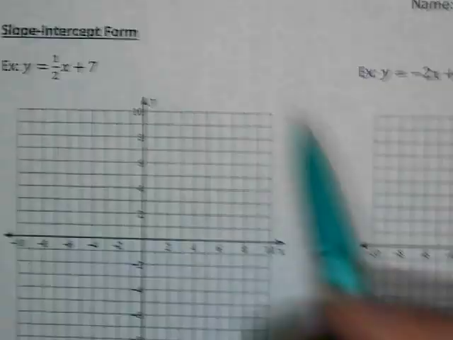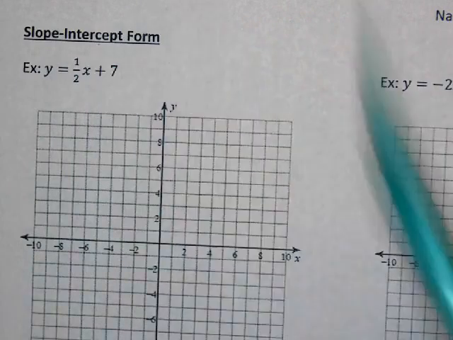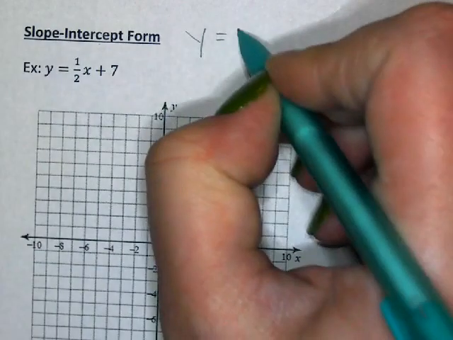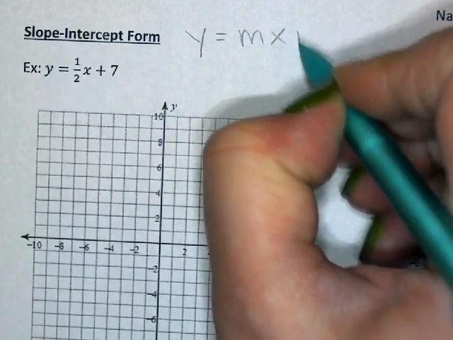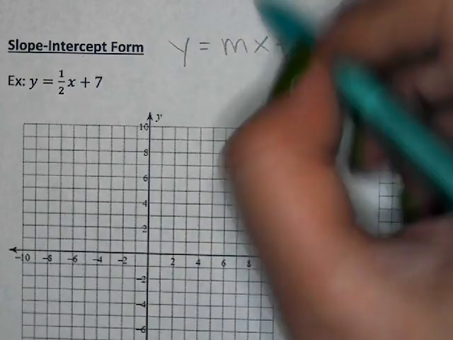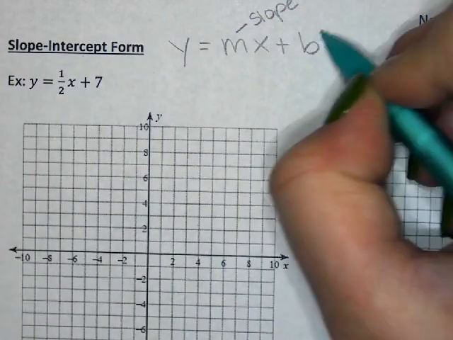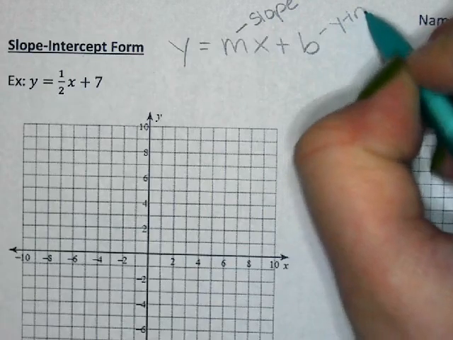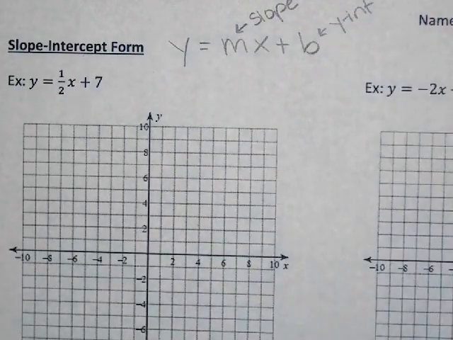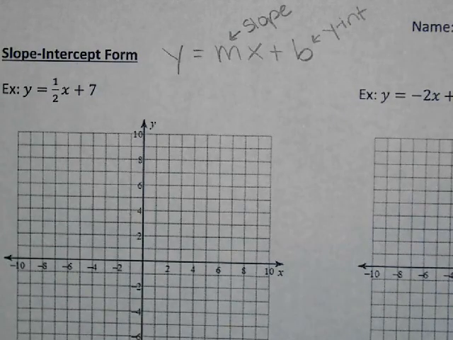Linear equations that we're going to be graphing is slope-intercept form. You might also remember this as y equals mx plus b. Yep. So m is the slope, b is the y-intercept. So if it's the y-intercept, that means it's where it crosses the y-axis.